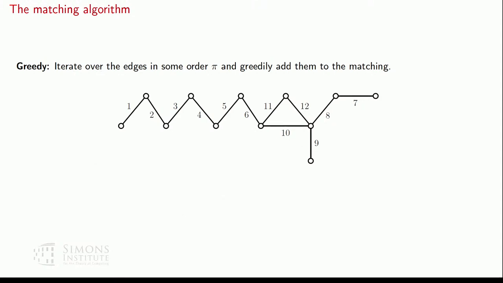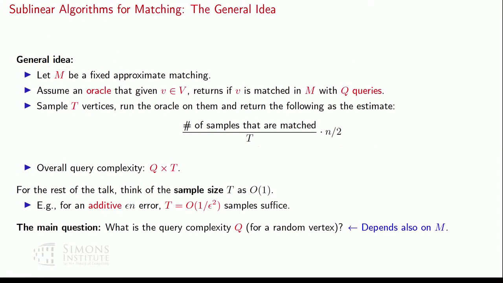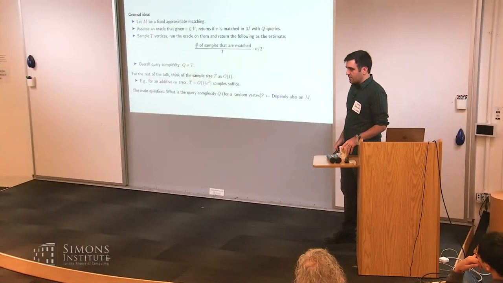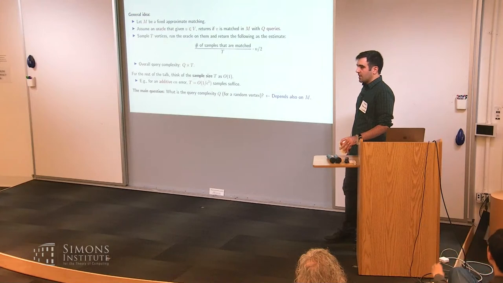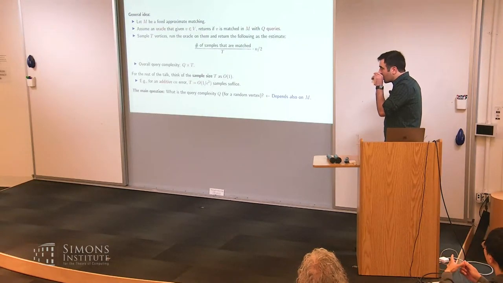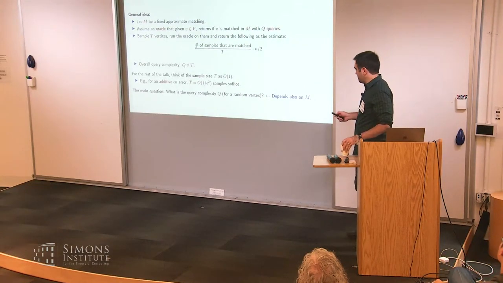Quick question: are the bounds that you're going to get with high probability or in expectation? That's a good question. So usually the way it works is you get an expectation and then you repeat a couple of times, take the average, and that gives you the right bound with high probability.